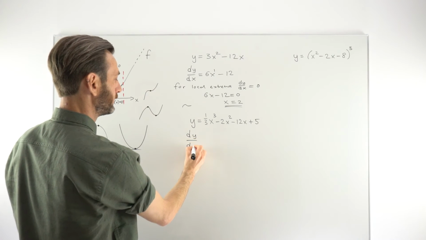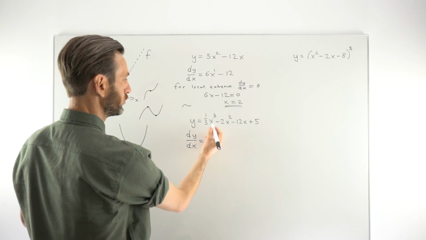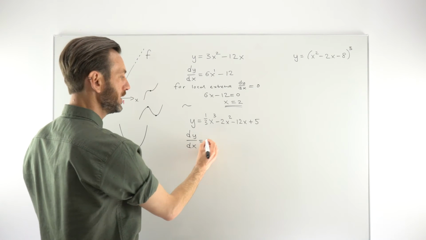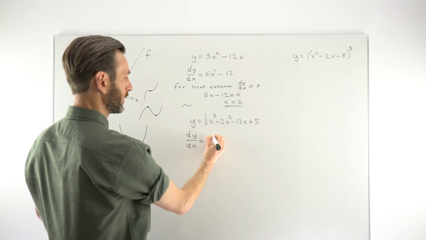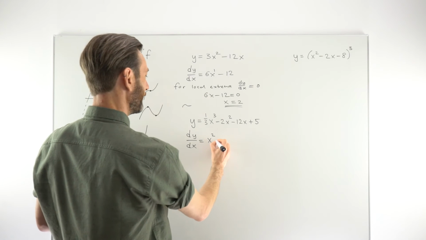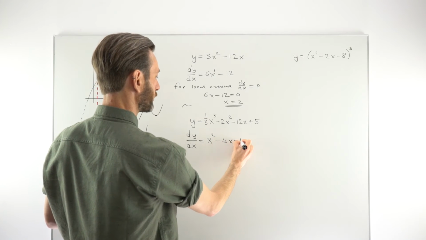So let's take our derivative, dy dx. Again, we can just use the power rule. So the 3 multiplies to the 1/3. That's quite convenient. That's going to give us a 1, so we don't need to write that. X cubed goes down to an x squared. And then we get minus 4x minus 12.